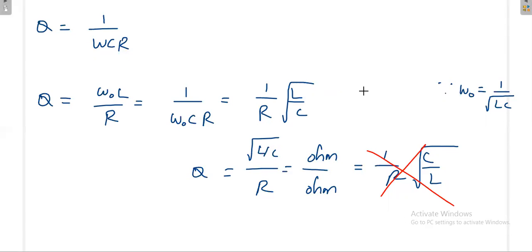Bandwidth equal to omega 2 minus omega 1 is equal to R by L. Omega 2 minus omega 1 is equal to R by L. Then how to measure this bandwidth? Is there any other way to measure this bandwidth that is equal to R by L?